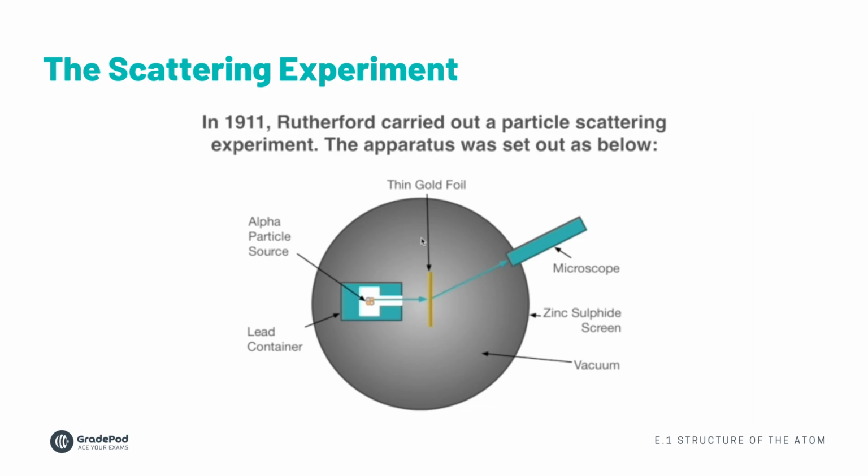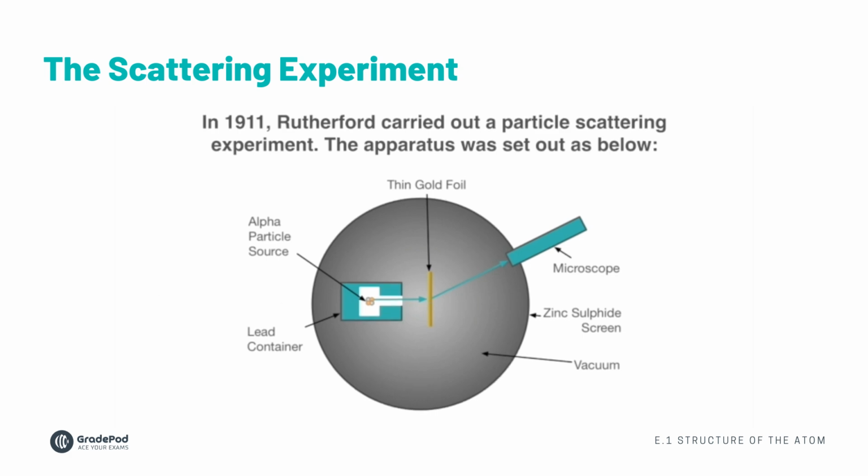Inside of the whole system is a vacuum. So the idea is that these alpha particles will be directed at the thin gold foil. They'll interact in a certain way with the atoms within the gold foil, the gold atoms, and they'll be detected at the other side by the microscope and the screen. The fact that it's carried out within a vacuum means that these alpha particles should only interact with the thin gold foil and nothing else.